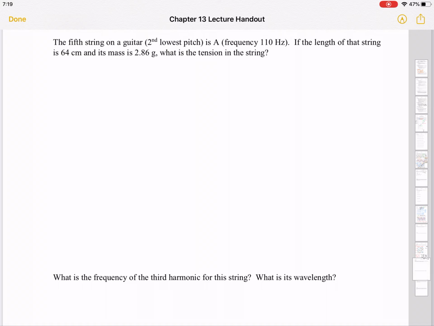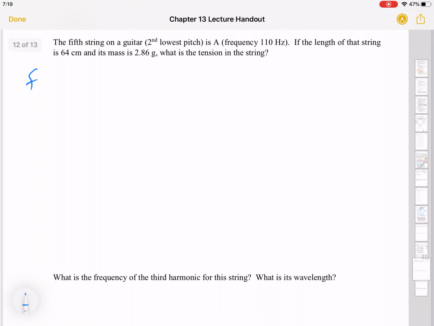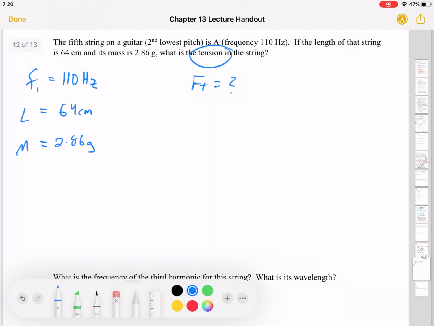Okay, so what do we have here? We have frequency, we have length, and we have mass. So let's collect those things. The frequency, in fact the fundamental frequency, is 110 hertz. The length of that string is 64 centimeters, and the mass of the string is 2.86 grams, and we're asking for tension.